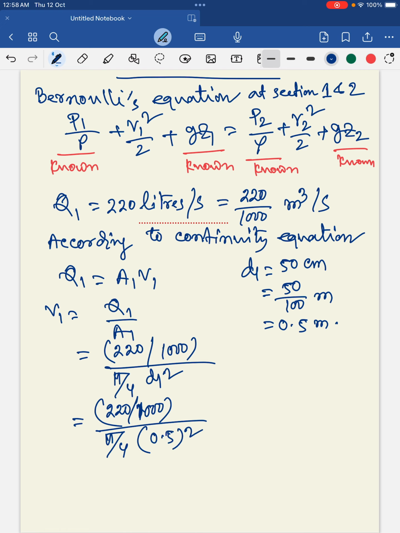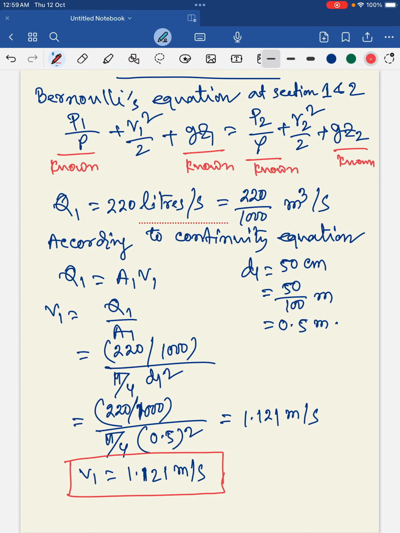Now if we do the calculation, I think we will get V1 as 1.121 meter per second. So V1 is equal to 1.121 meter per second, which we know from this calculation. So now V1 has become known from here.